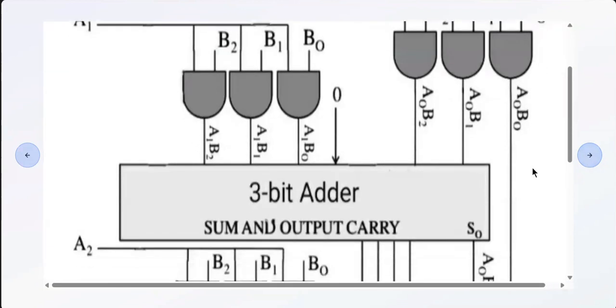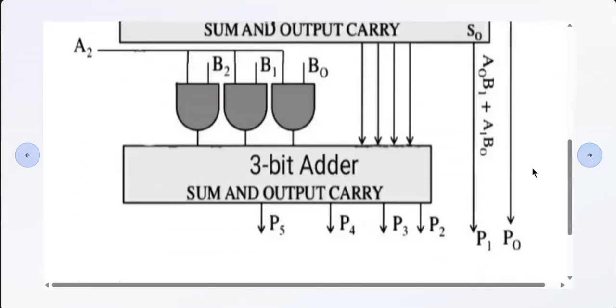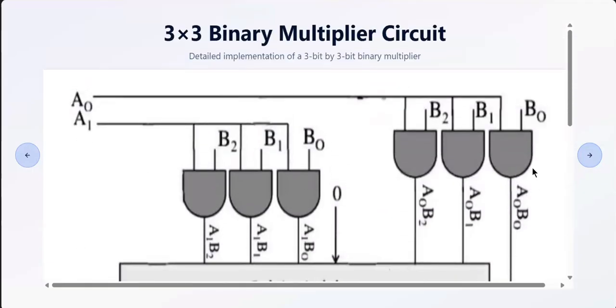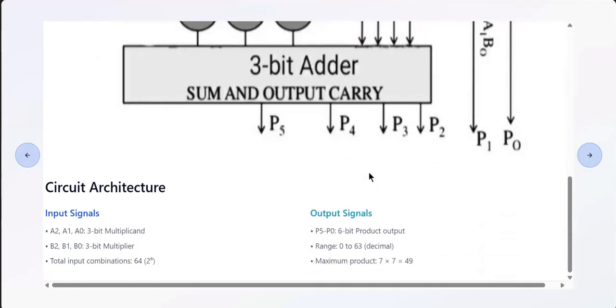The diagram represents a binary multiplier that multiplies two 3-bit numbers: one multiplicand, that is B2, B1 and B0, and one multiplier, that is A2, A1 and A0. The output is a 6-bit binary product. It demonstrates how binary multiplication can be built using logic gates and adders instead of manual arithmetic.